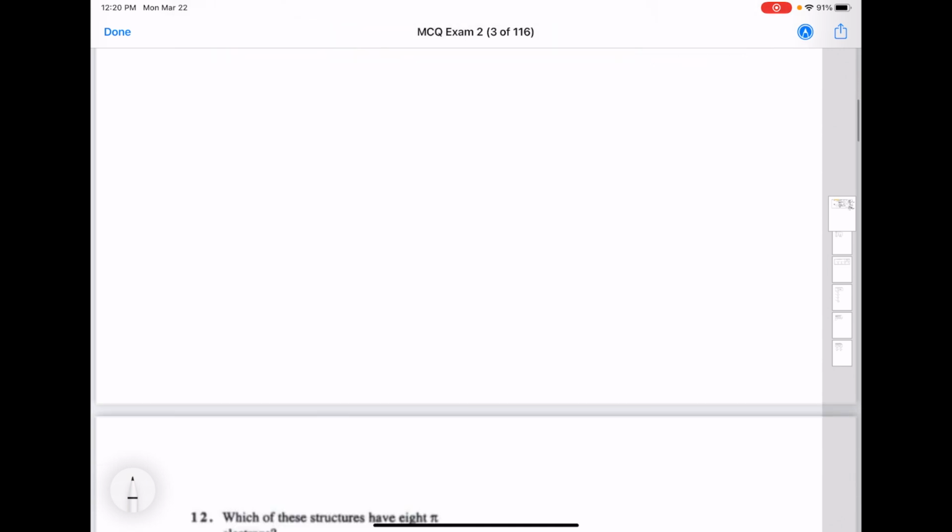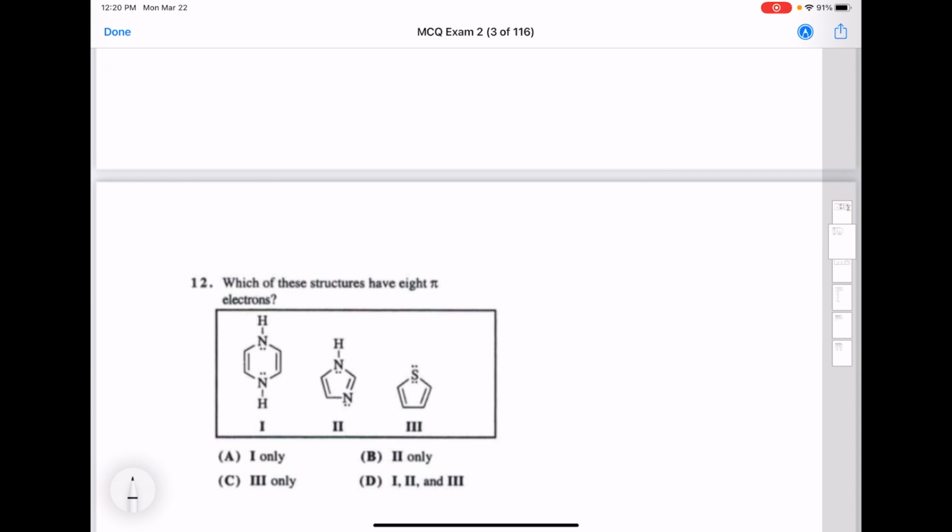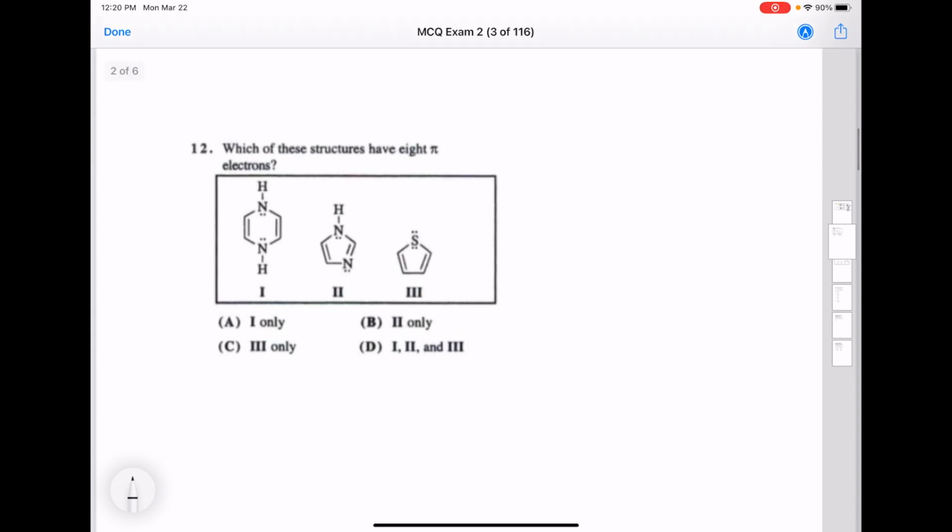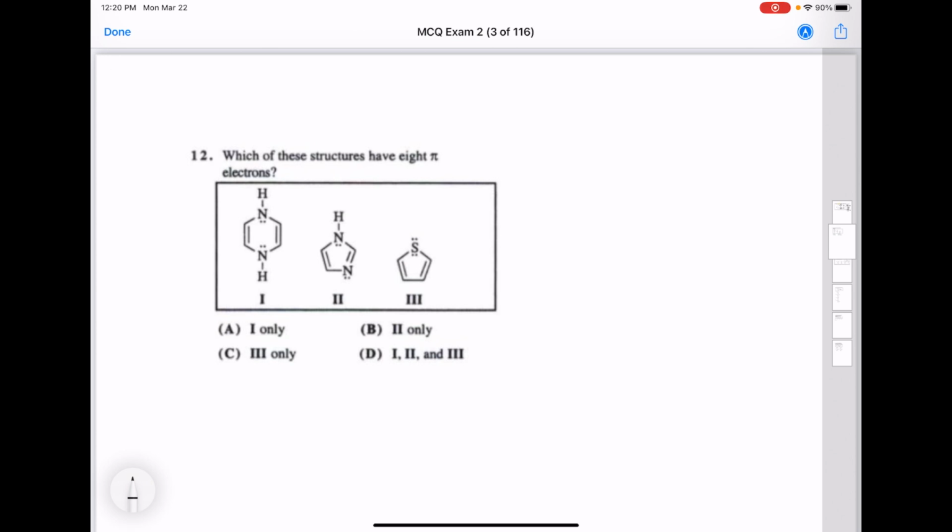For question 2, we are given the following set of structures, and we are asked to determine which of these structures have 8 pi electrons. So this also ties back to our discussion of aromaticity, but the reason I included this question is because even if it seems simple, it is often a tripping point for a lot of students. Sometimes you include some electrons into the pi ring system that are not intended to be pi electrons, and that can mess up your evaluation of whether that structure is aromatic, anti-aromatic, or non-aromatic.